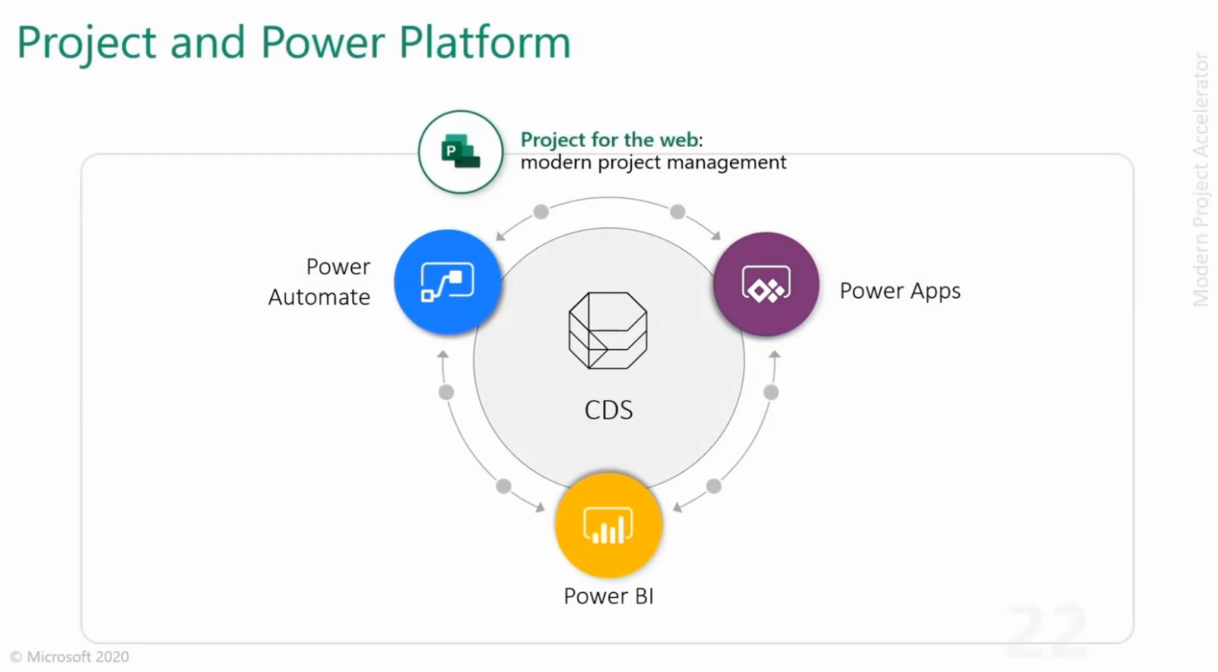This picture gives you a visualization of Project for the Web on top of the Power Platform. Now, we've incorporated Power Automate natively into capabilities of Project for the Web and the project roadmap. Also, Power BI is our native reporting engine. And the Accelerator solution I'll be showing you later in the presentation is actually a Power App.